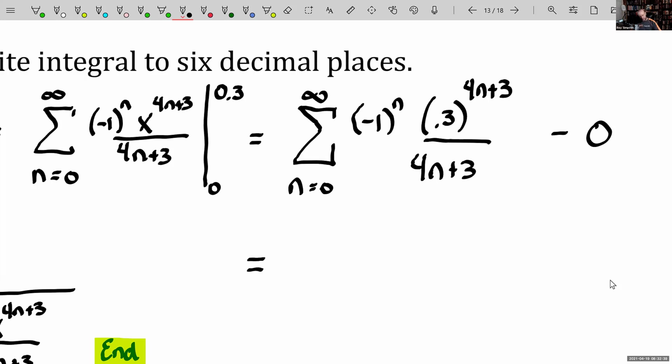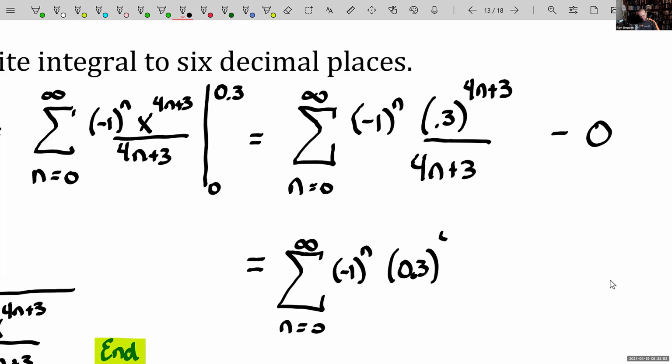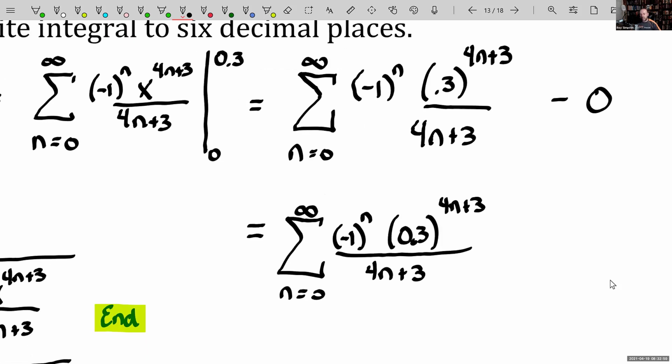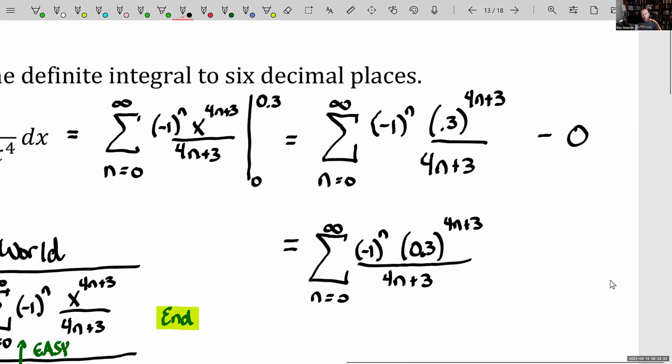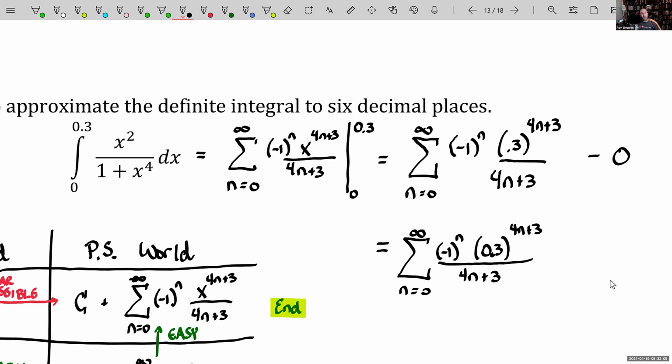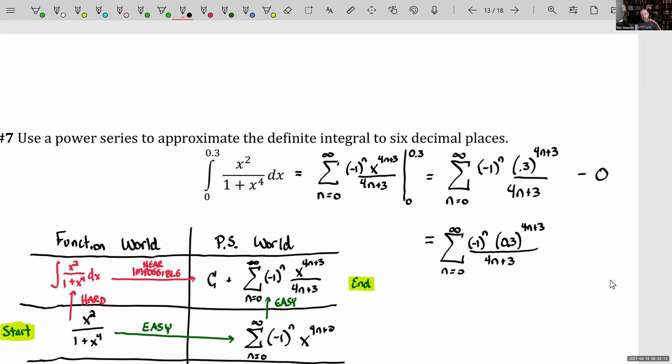Let me clean this up and just say this is the summation n equals 0 to infinity of negative 1 to the nth, 0.3 to the 4n plus 3 over 4n plus 3. It wasn't much of a change. I just didn't like the minus 0 hanging out there. So we could add up, let's say, the first 2, 3, 4, 5, 1,000 terms or something like that, and hope that we are approximating the actual value of that definite integral to 6 decimal places.